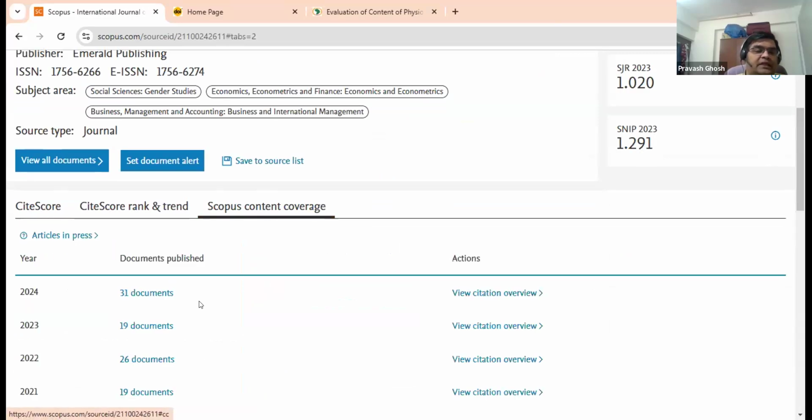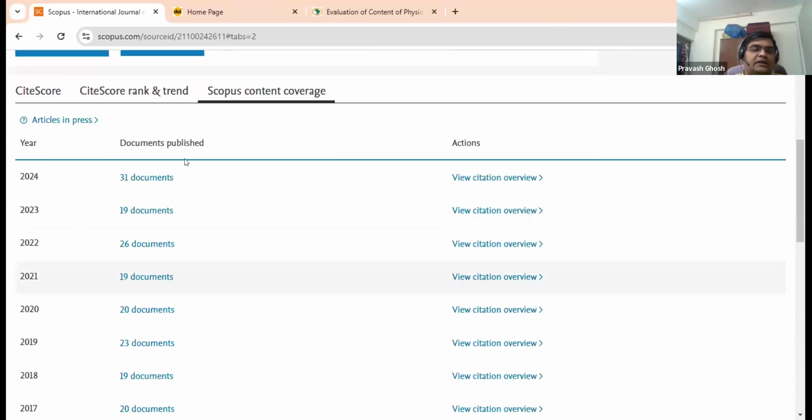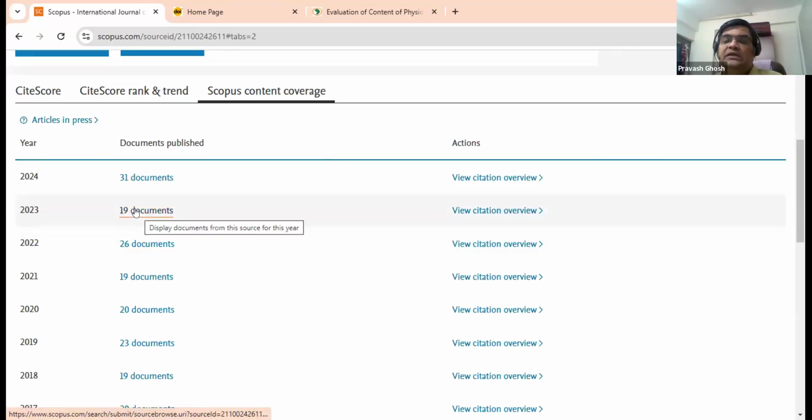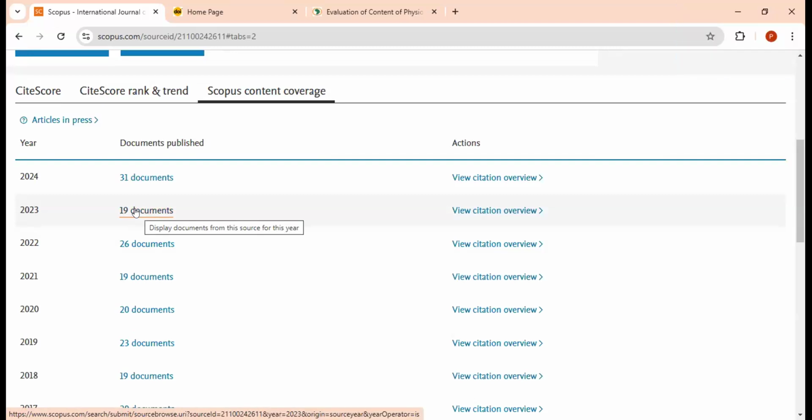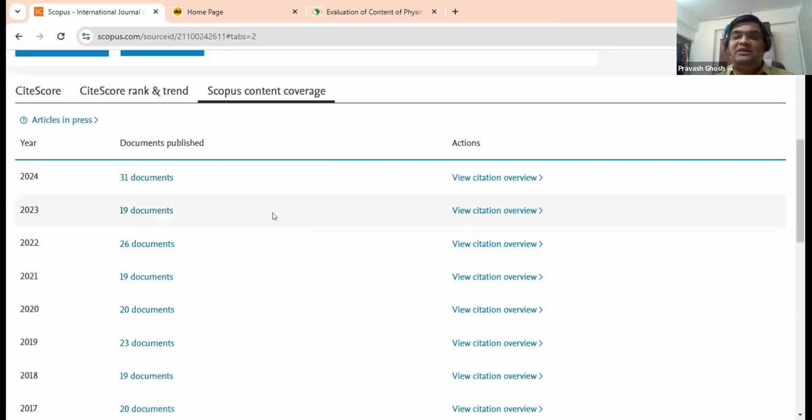Scopus content, how many papers? See, in 2023, in the whole year they have published only 19 documents. Only 19 documents, 3% to 4% acceptance. Very high rejection rate. Okay, sir. But madam, keep on trying. Don't give up. I have been rejected many times.